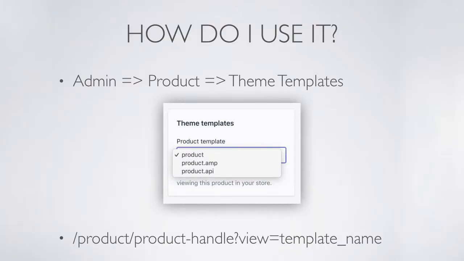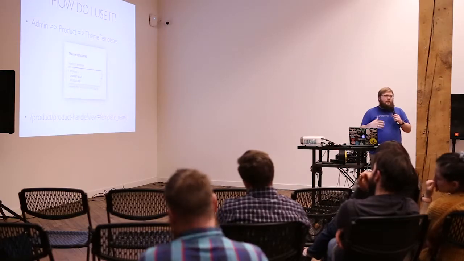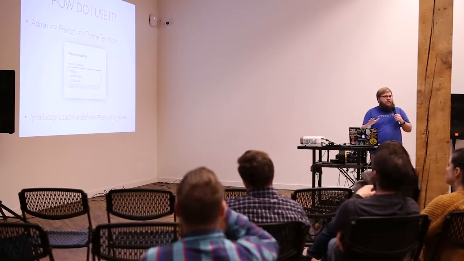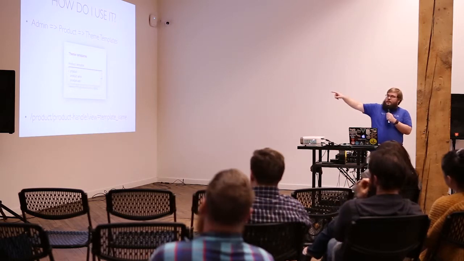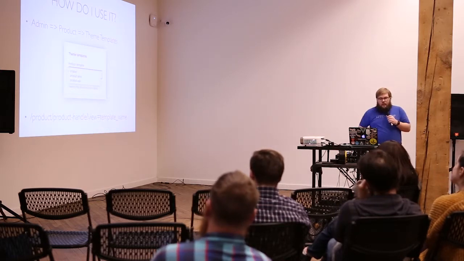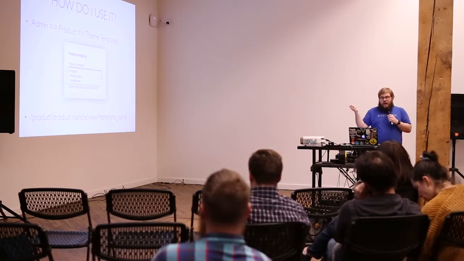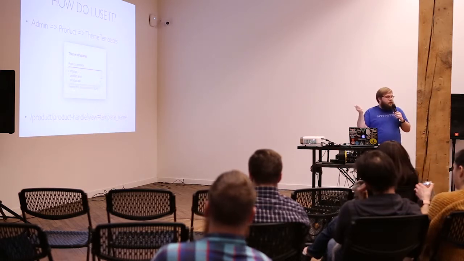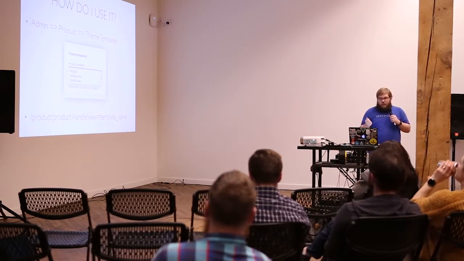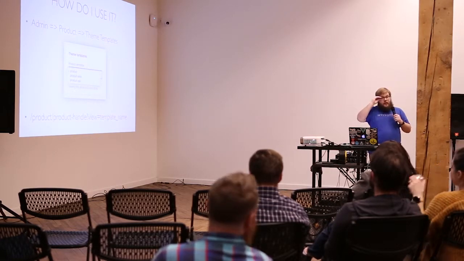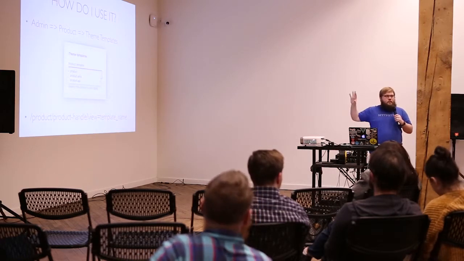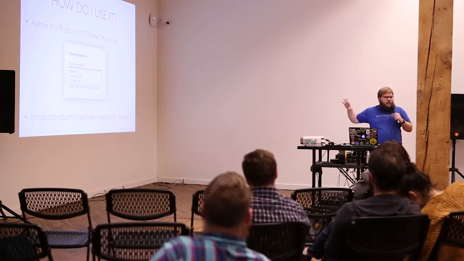How you actually use it is also really simple. You go into your admin, go to your product or your collection or page, and once you have an alternate template, and most paid themes anymore will have something like an About Us page, you'll see on the right side of your screen this little theme templates drop down. In this case, this product has an AMP alternate template and an API template that I built out. This won't show up unless you have alternate templates. So if you go into your store right now and look, it may not be there, and that's fine. Once you have an alternate template, it'll show up.